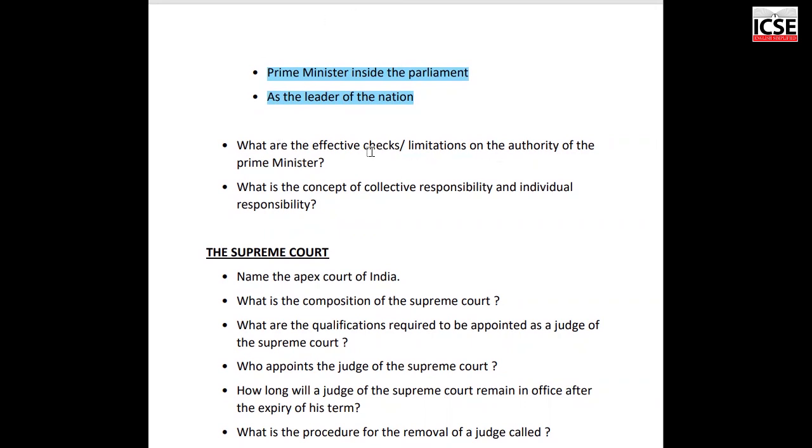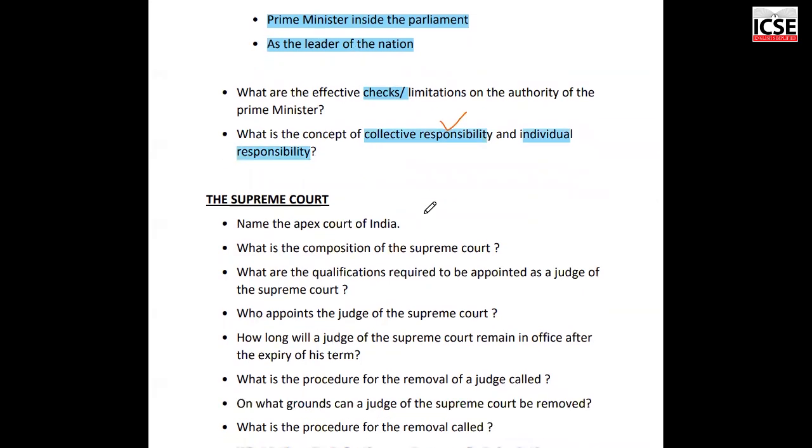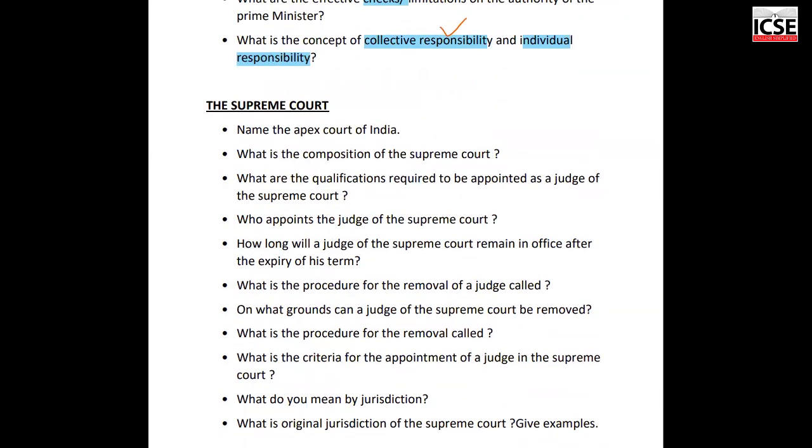What are the effective checks on the power of the prime minister? Or what are the limitations? So you can write the press, the public opinion, the opposition. These are some of the points. What is the concept of collective responsibility and individual responsibility? Very, very important. Especially collective responsibility is a very important point. Remember, because of collective responsibility, when a no confidence motion is passed, then all the ministry has to resign.